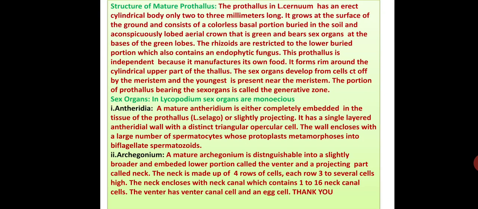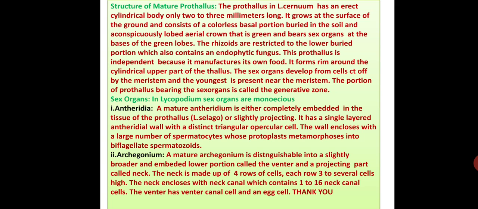The prothallus in Lycopodium cernuum has an erect cylindrical body only 2 to 3 millimeters long. It grows at the surface of the ground and consists of a colorless basal portion buried in the soil and a conspicuously lobed aerial crown that is green and bears sex organs at the base of the green lobes. The rhizoids are restricted to the lower buried portion, which also contains an endophytic fungus. This prothallus is independent because it manufactures its own food.